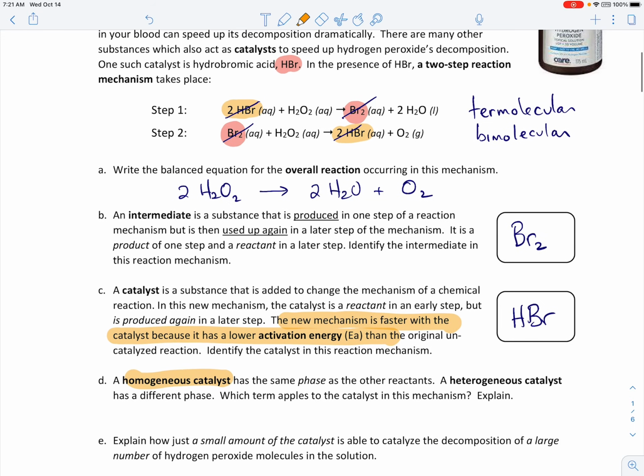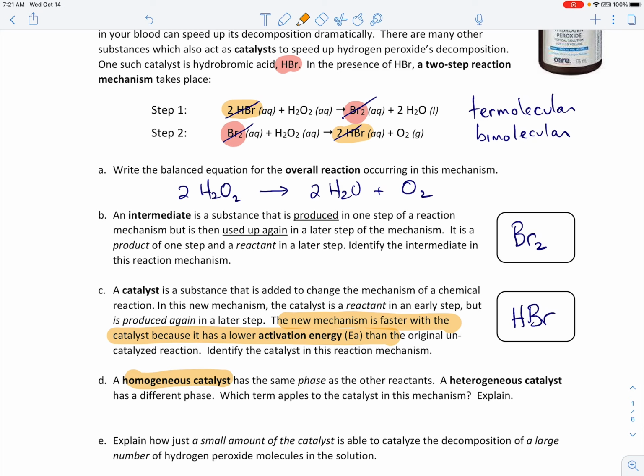Because it's produced again in a later step, it can act again as a catalyst in another set of collisions. Now that might lead you to think that a single catalyst particle could end up, over long periods of time, decomposing all of the reactants, right? But that doesn't usually happen, one, just because of the random nature of the collisions and the length of time that would be required, but also because there are other collisions happening, right?